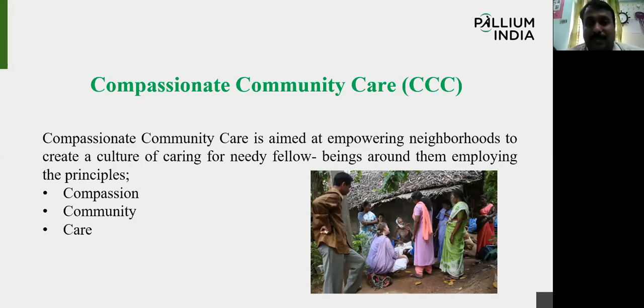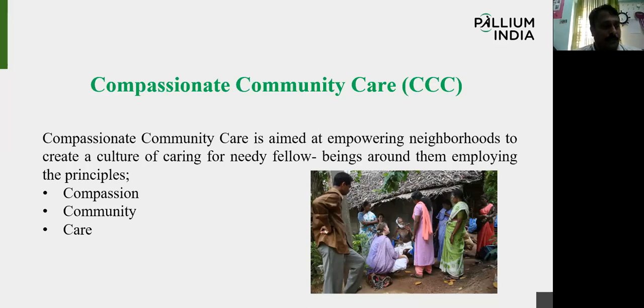Compassionate community care is aimed at empowering neighbors to create a culture of caring for needy fellow beings, including principles like compassion. Compassion means everyone has the right to be treated with dignity, respect, and equality. That is the major principle which makes the community work for that particular family.